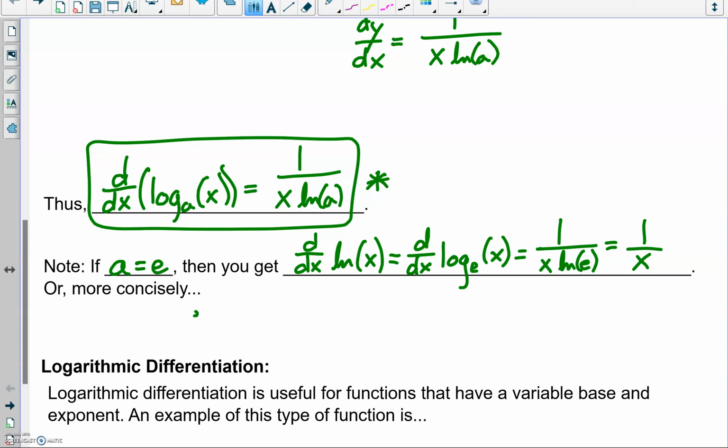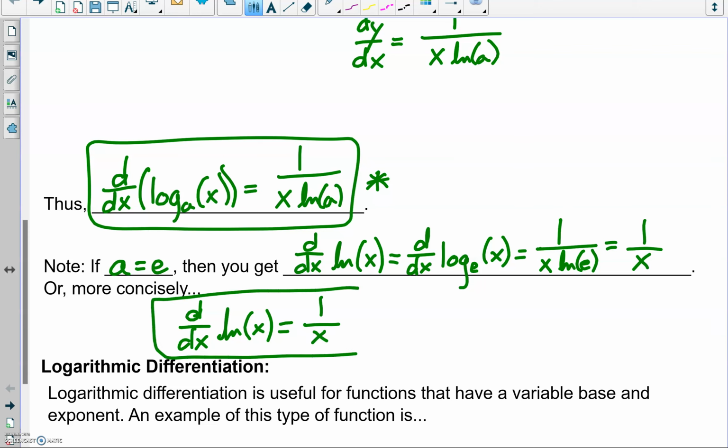Or more concisely, putting this all together, when you have the derivative of the natural log function, natural log of x, you just get 1 over x. This is the only base that you will see that for, because it's the only base that'll make that natural log of a aspect essentially go away and just become 1.